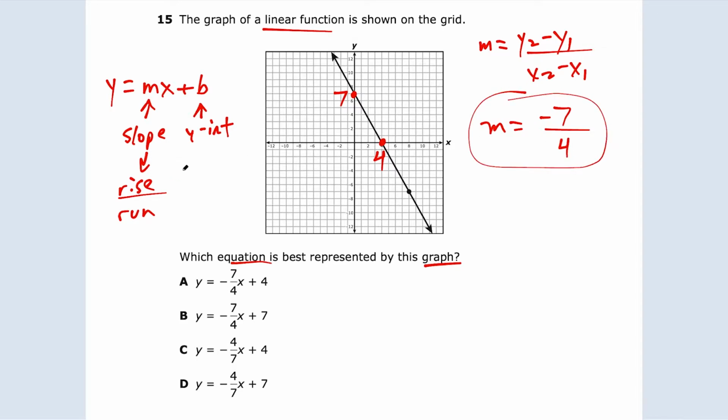So I have my m value, and my b value here, my y-intercept is at 7. So that's my b value. And now I just plug m and b into the equation. We'll have y equals, our slope m is -7/4. We tack on the x, and then our b value is, we're going to have +7 here like this. So now just scan the answer choices, and this is going to match up with choice B.